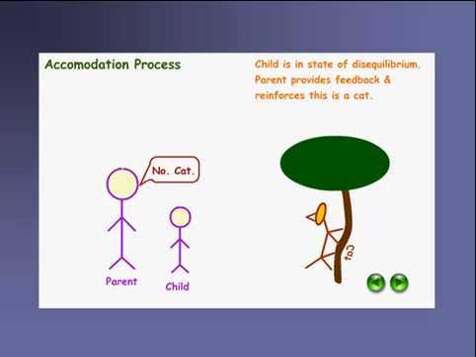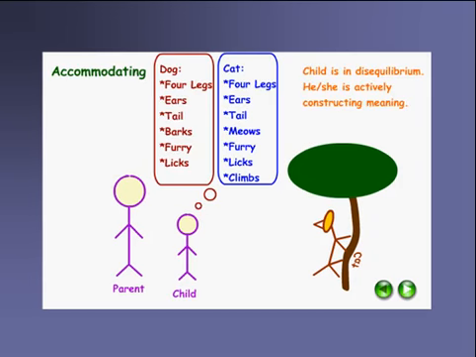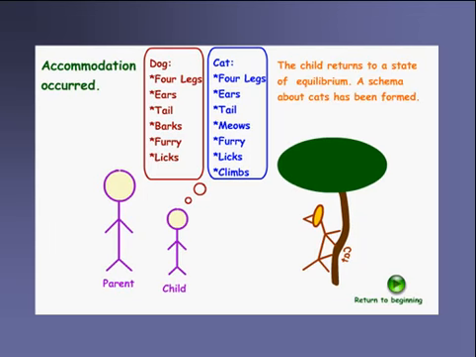Here we have the accommodation process, because he can't fit this new animal and the new information into the dog schema. So he has to create a new schema for cat that contains the information that he learned is associated with cats now. The child then returns to a state of equilibrium.